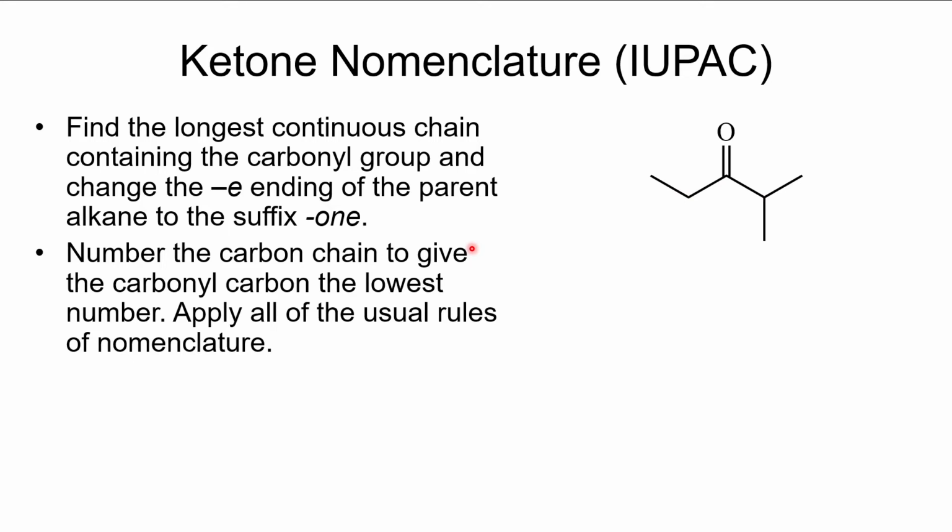Now we do want to number the carbon chain to give the carbonyl group the lowest possible number. In this case, it doesn't matter which side we number it from. That one's going to be carbon 3. However, when we apply the other rules of nomenclature, that means that we need to count from the right side. So 1, 2, and that gives this substituent the lowest possible number. So 1, 2, 3, 4, 5. That means that this is pentanone, and it's got the -one at the 3 position.